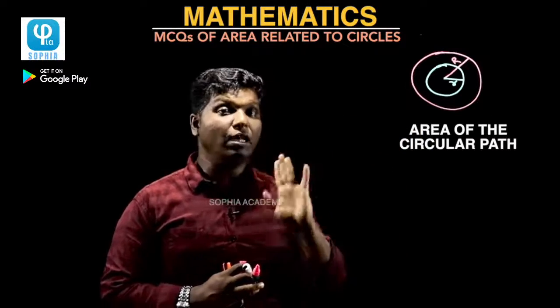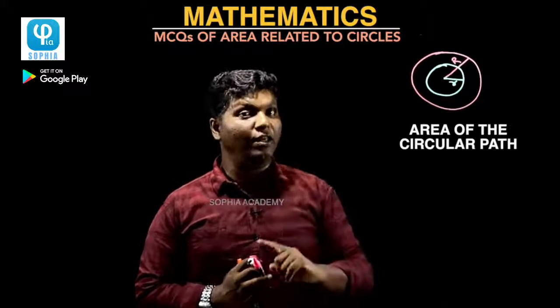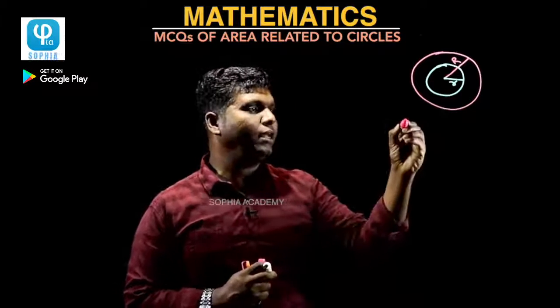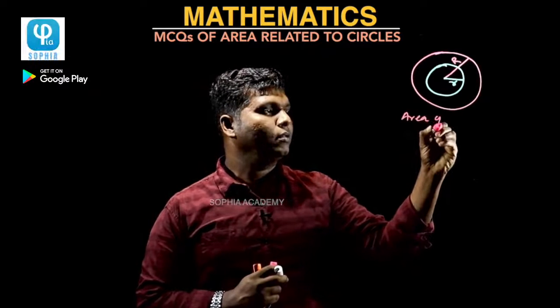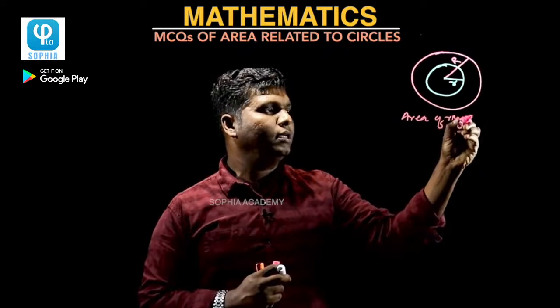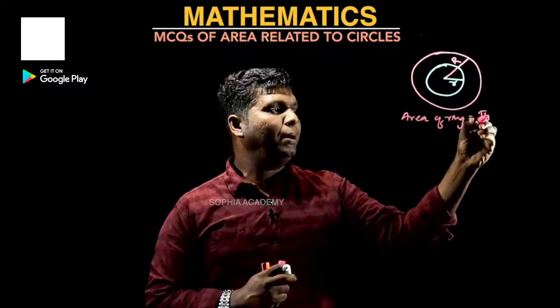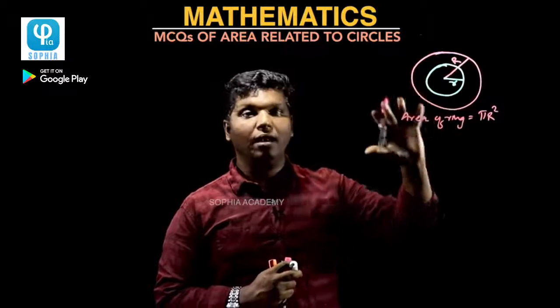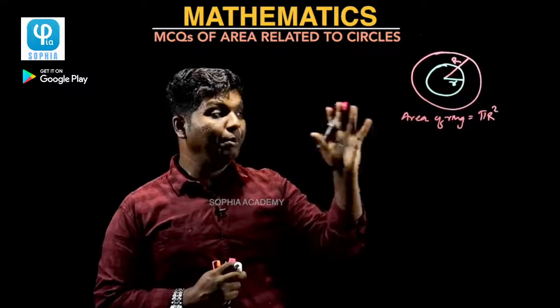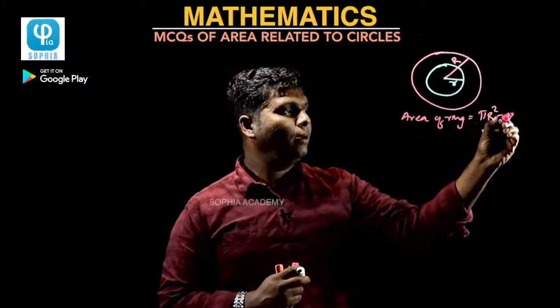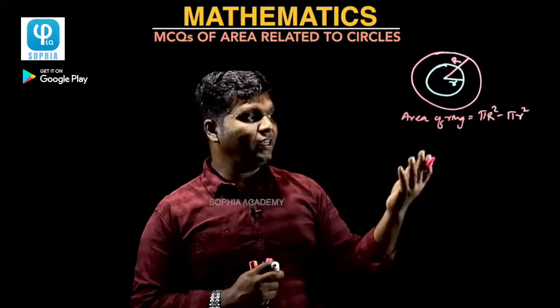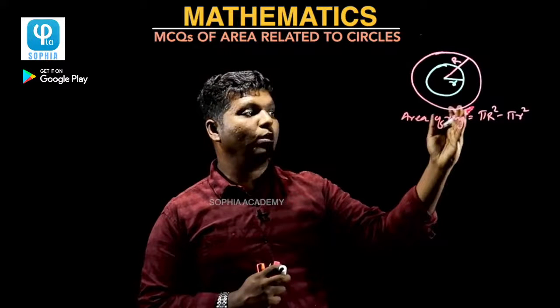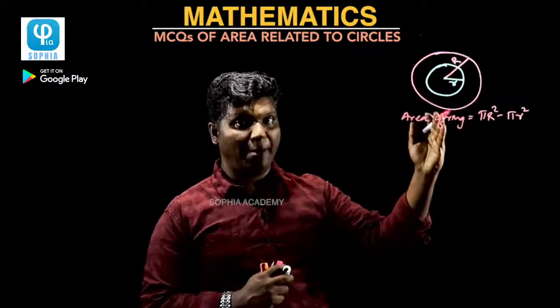path. So the area of the circular path, or the area of the ring, we can say like that. The area of the ring is equal to pi R square, the total area of the bigger circle, minus pi small r square. If we take pi common, we get pi into capital R square minus small r square, right?